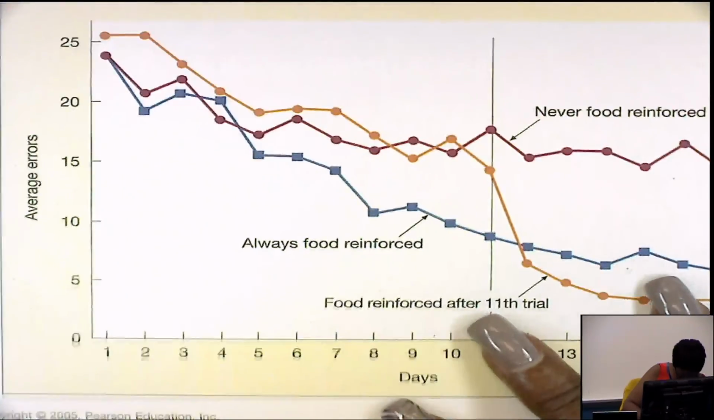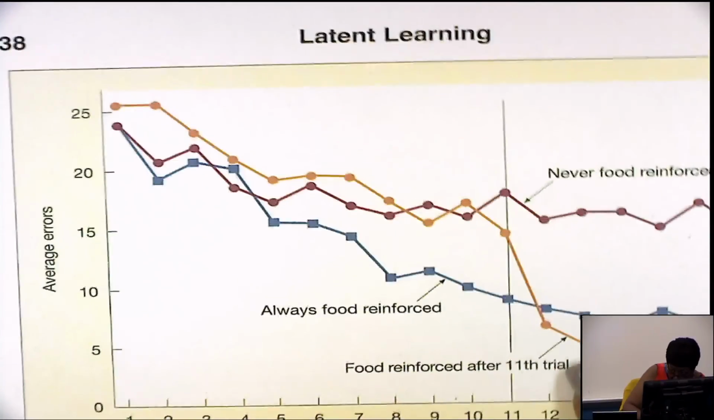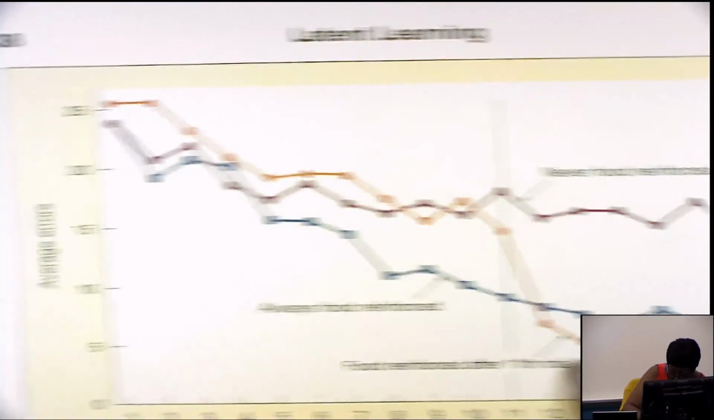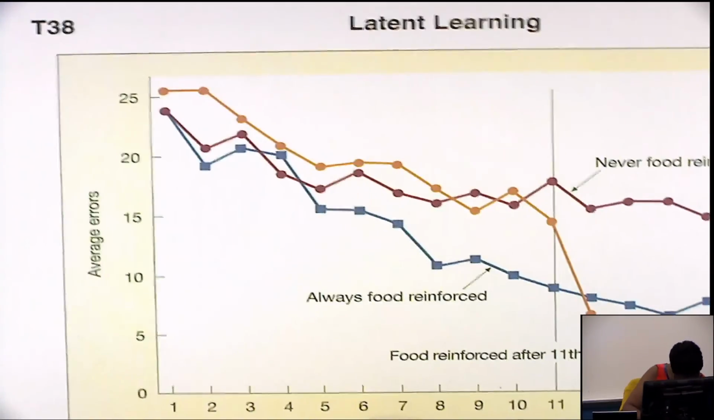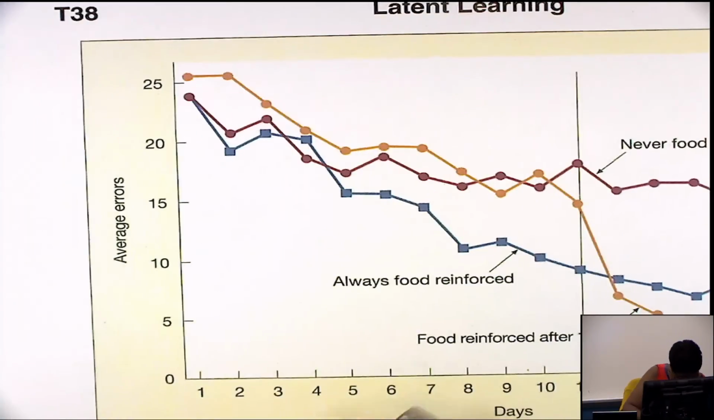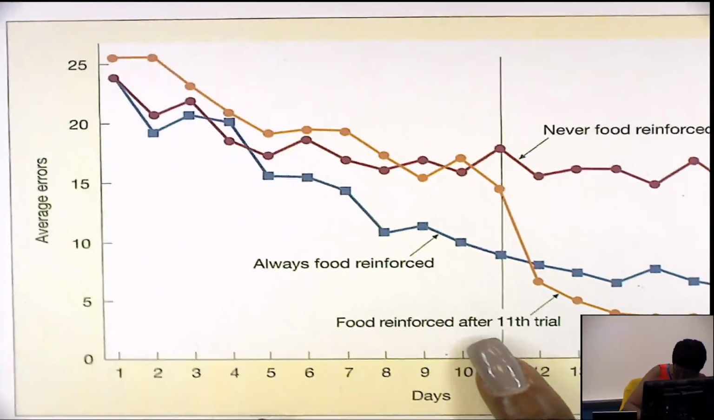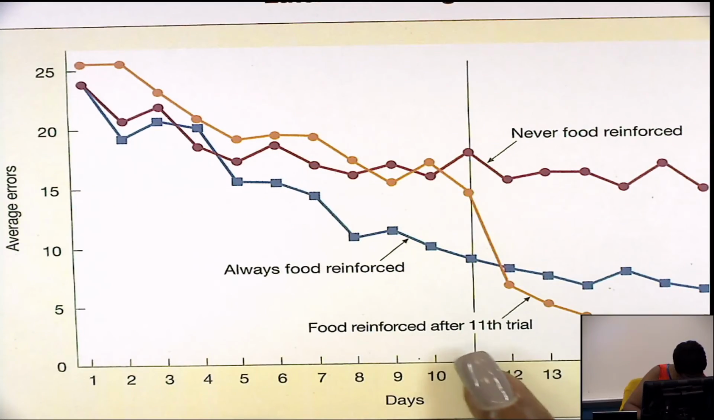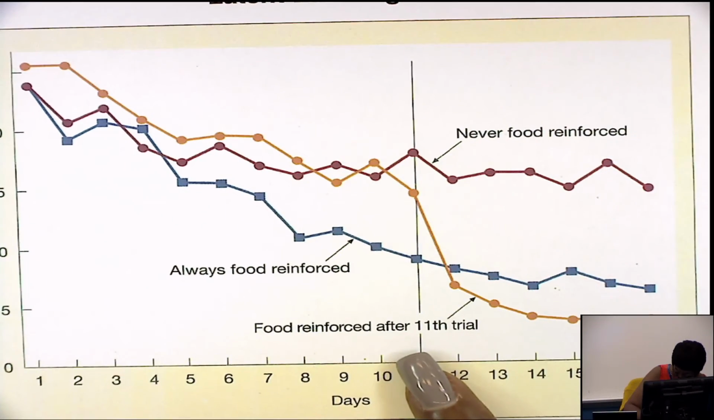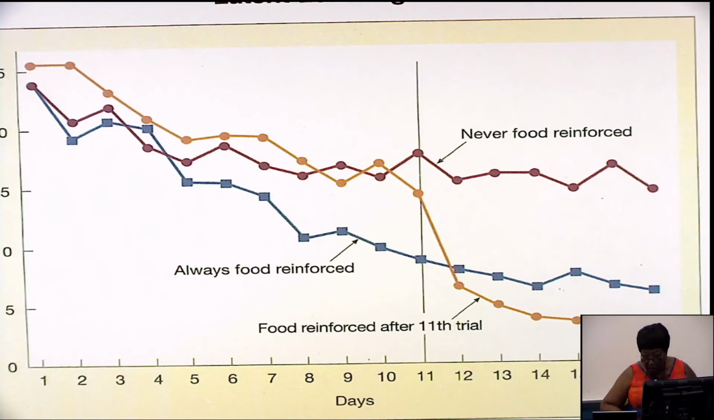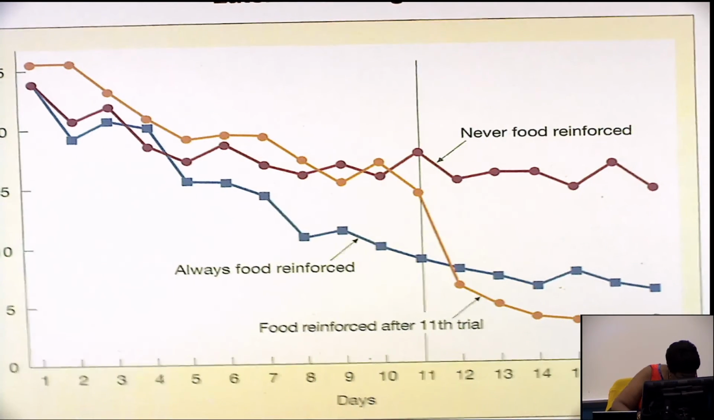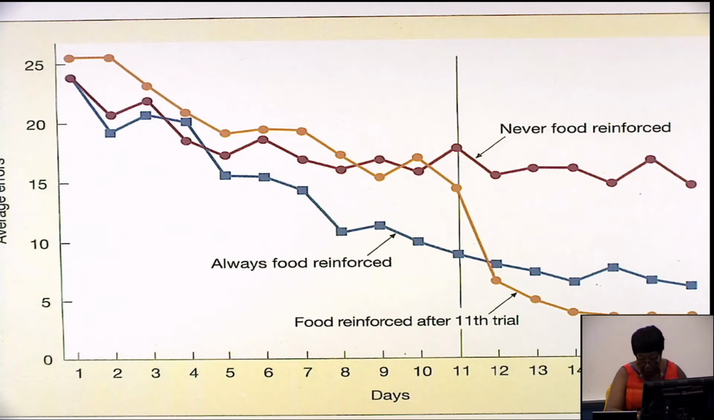while we now look at something called latent learning. Okay, latent learning. Now, what we're looking at here is a very interesting experiment where 3 groups of mice were sent through a maze.